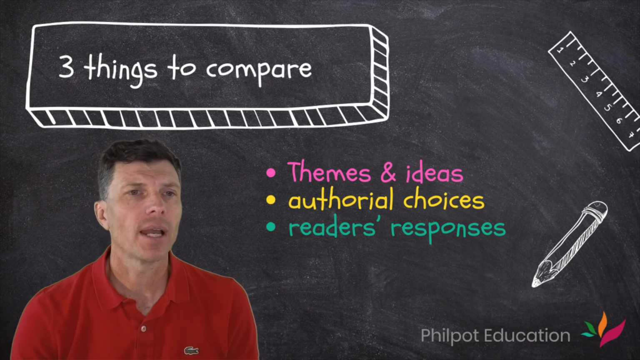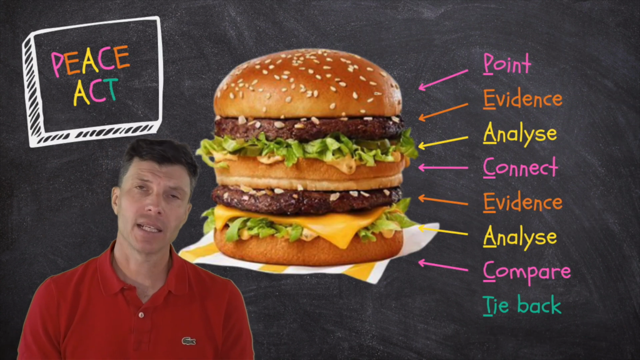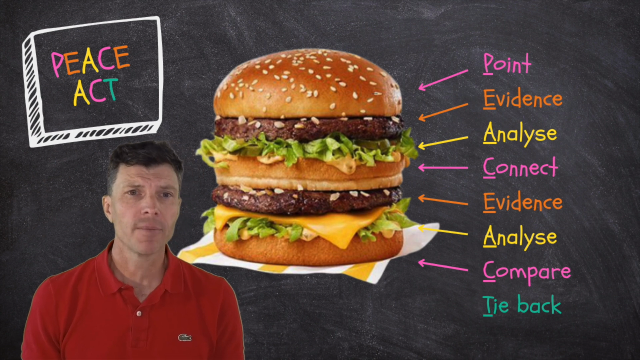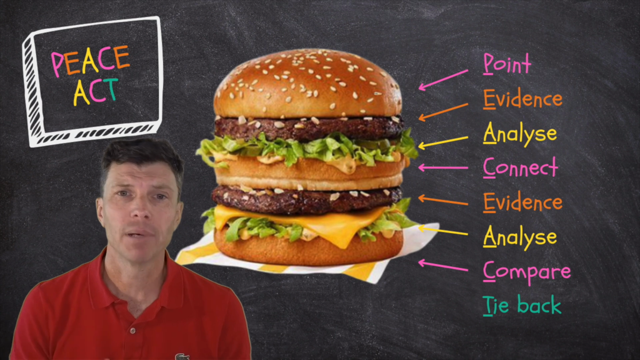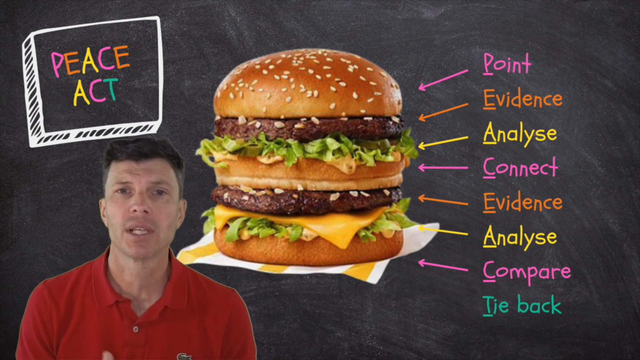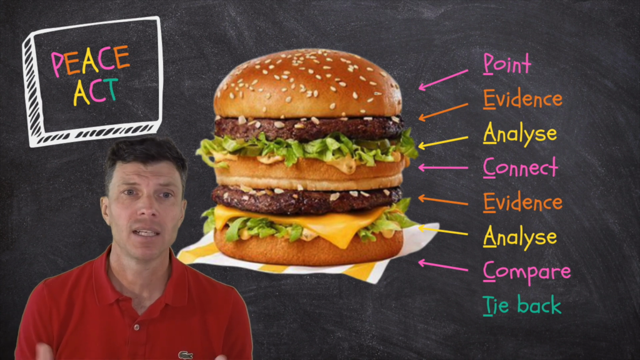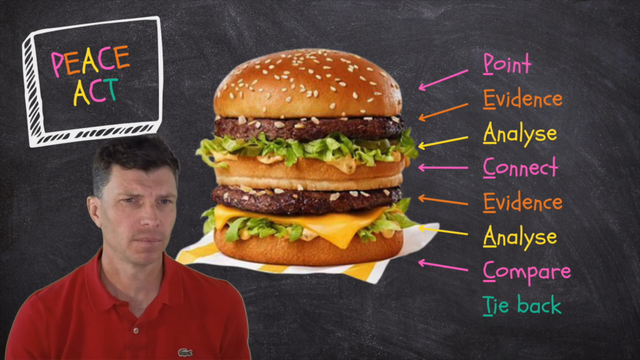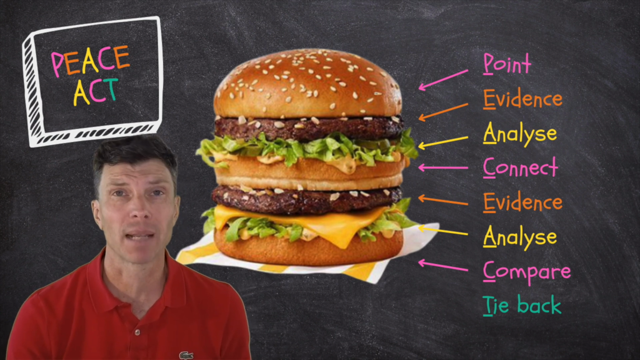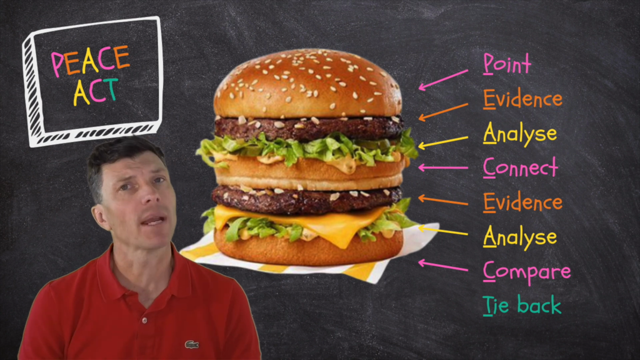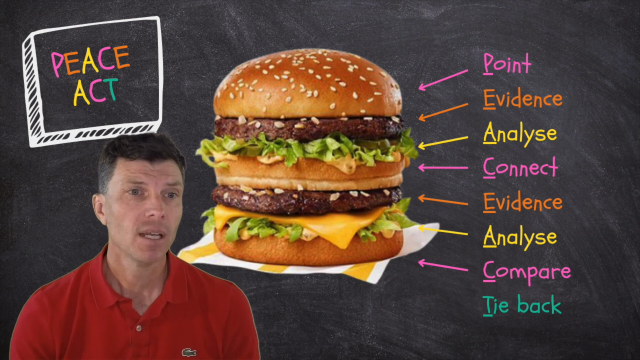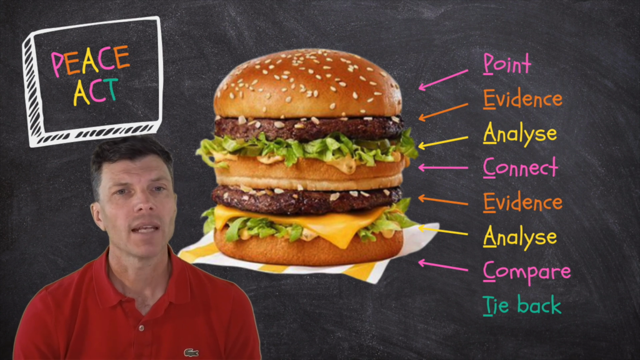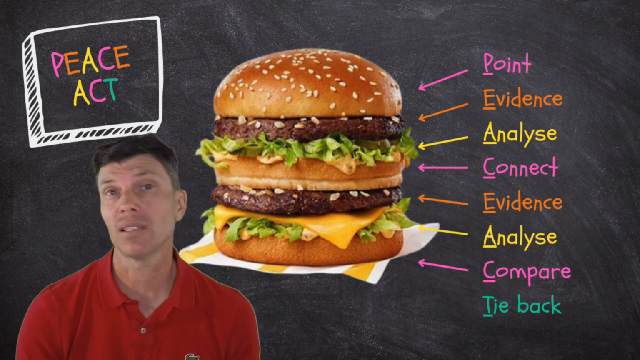In a previous video, I referred to PEACE as the guiding structure of any coherent paragraph, and it's a bit like a Big Mac, where you've got comparative points like buns, bits of evidence like burgers, and comparative analysis like cheese and lettuce. If none of this makes sense to you, I recommend checking out my video on Paper 2 paragraphing. The question today is, what kind of language helps us do PEACE?